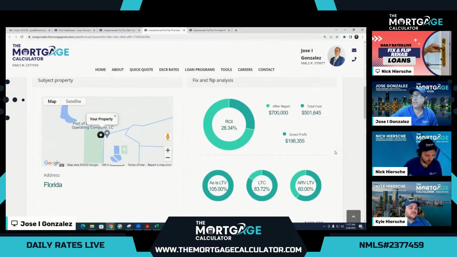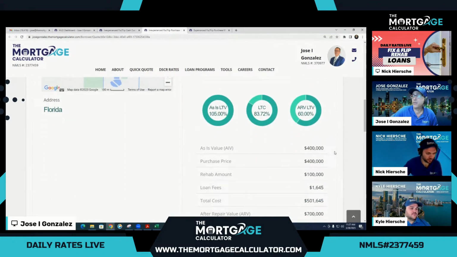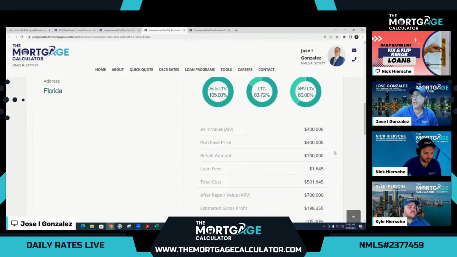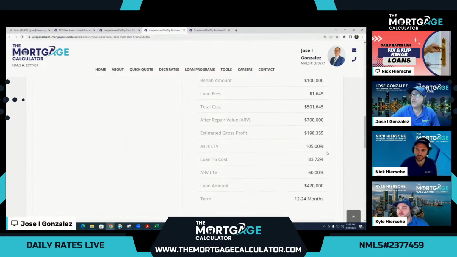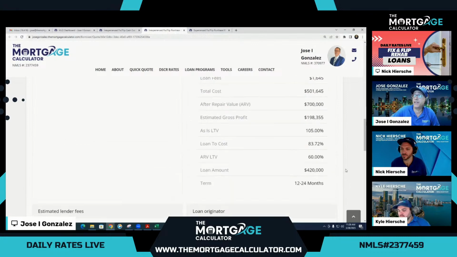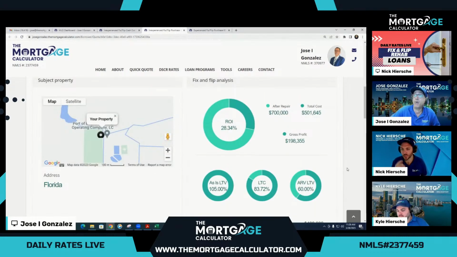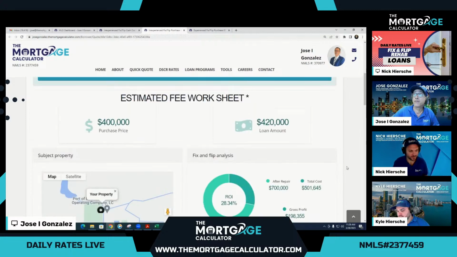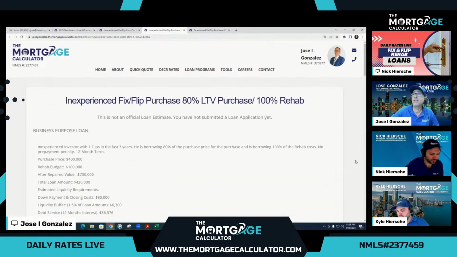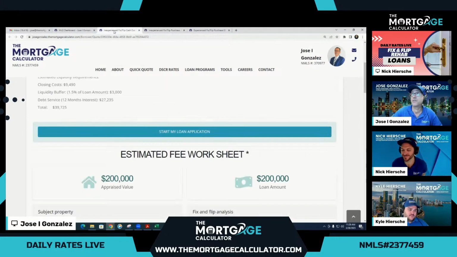Same cost, same profit. The only thing that has changed is because of my investor's experience, he got a little bit less money. So we have here 83.72, 60%. So, you know, phenomenal when you can get a flip like this, right? I mean, he's borrowing all the money for the deal. Now, let's look at the experienced. Well, I'm saying all the money for the deal as in the initial purchase.